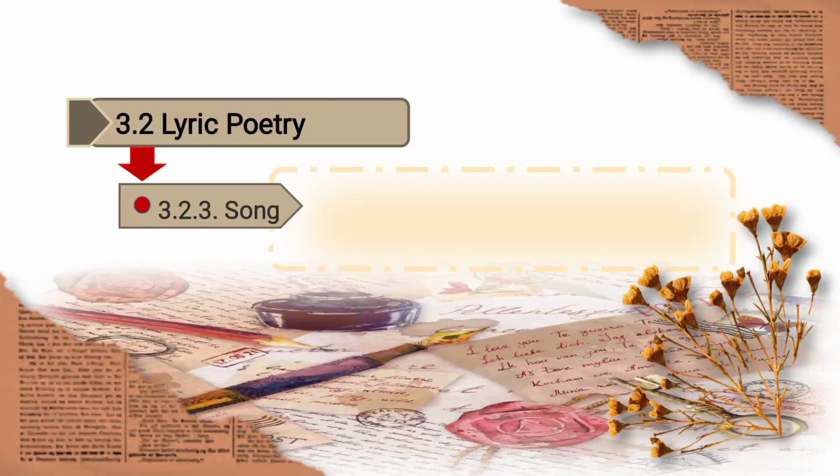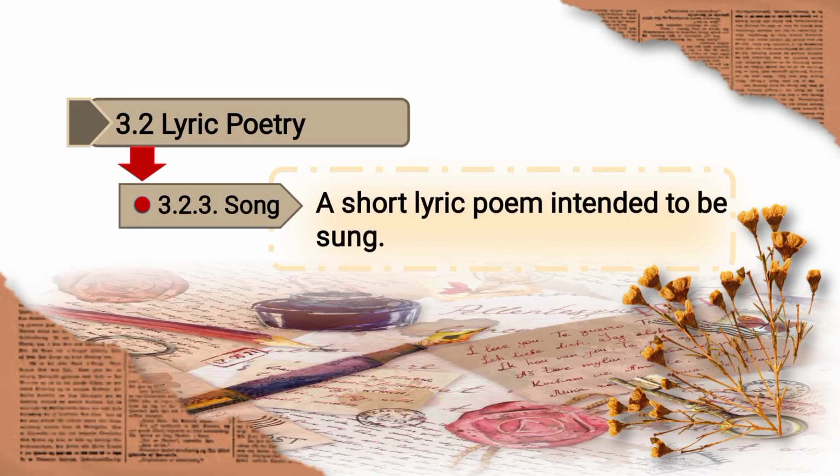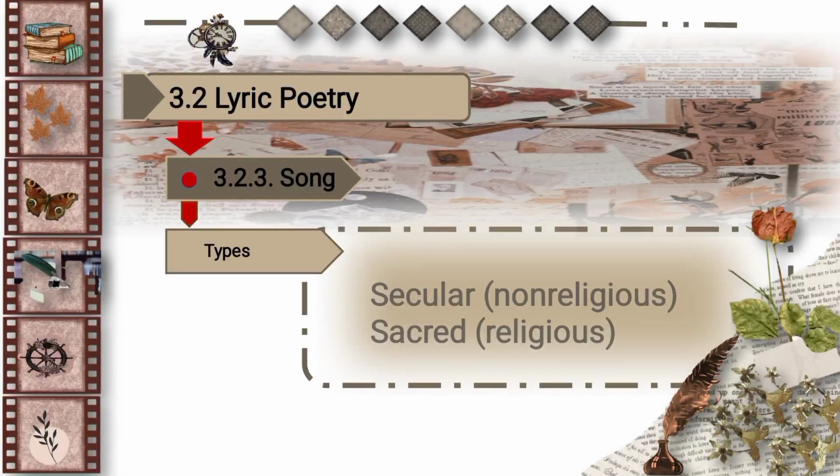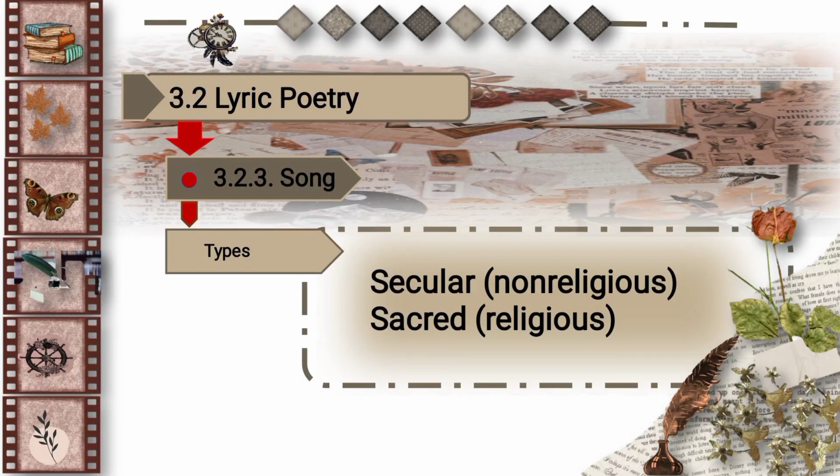Next is the song. It is a short lyric poem intended to be sung. It has that particularly melodious quality required by a singing voice. And we have two types of song: the secular or non-religious, and the sacred or religious songs.